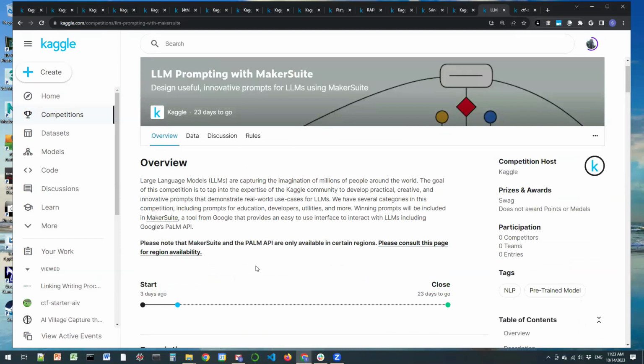Again, that's just a short competition. You can see it finishes in 23 days. It's not a proper competition. It's just LLM prompting, in fact. Interesting. Yeah.